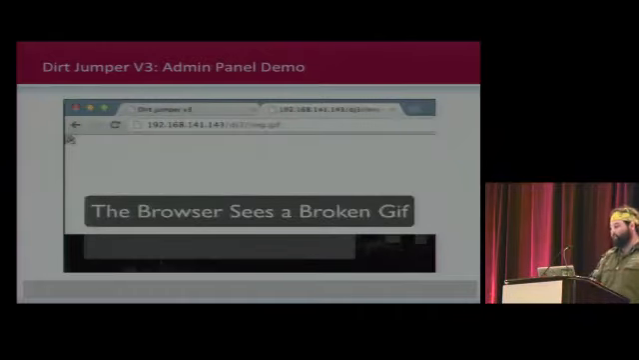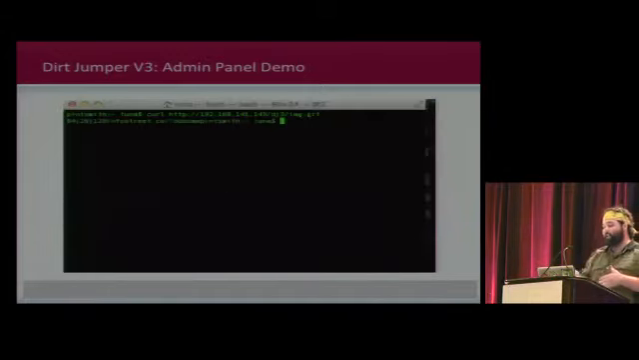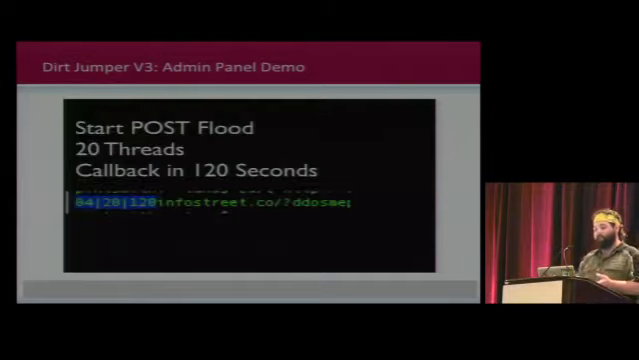So here, if you were interested in actually querying this botnet, the C2, to see who you're attacking, you can hit this image.gif file, and you'll actually see the instruction come back, which is on the page here, 0420.120, info street DDoS me. So he's saying post flood, run 20 threads of the binary on the file, and then call back every 120 seconds, targeting this URL.